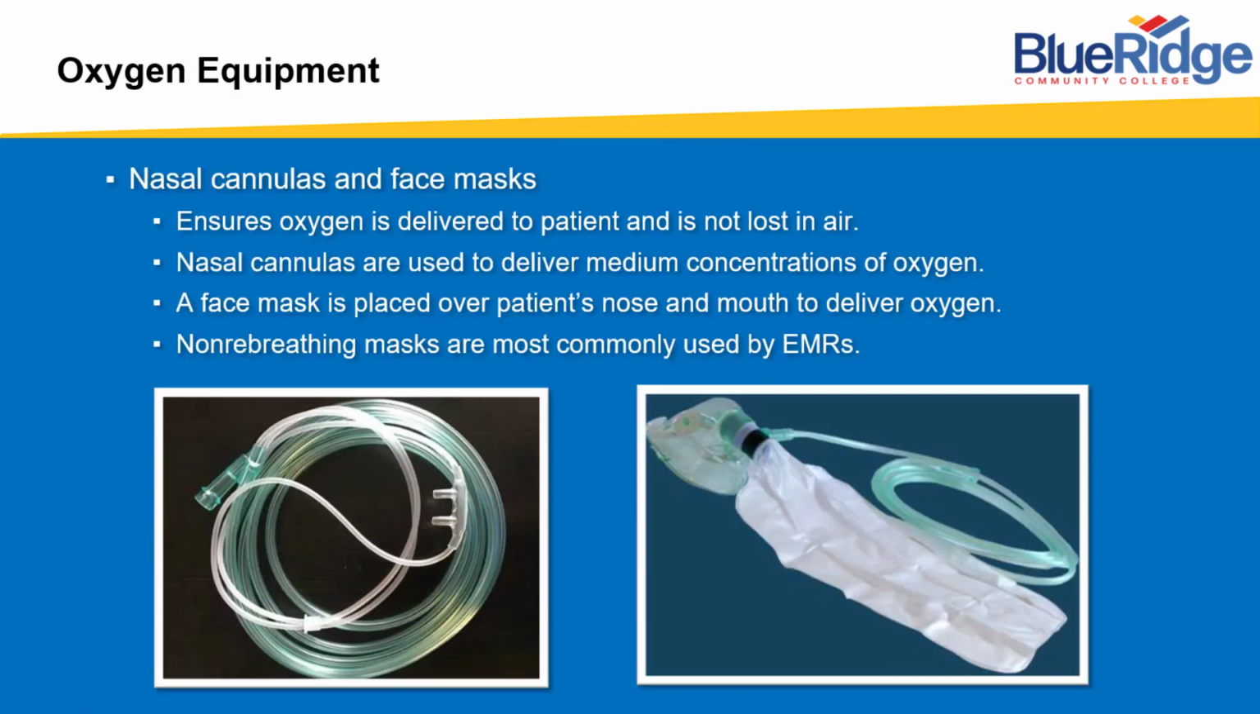Nasal cannulas and oxygen face masks. These devices ensure that oxygen is delivered to a patient and is not lost. Nasal cannulas are used to deliver a medium concentration of oxygen, somewhere in the range of 24 to 44% oxygen delivered into the patient's body. The face mask is placed over the patient's nose and mouth to deliver oxygen through the patient's mouth and nostrils. And then we have non-rebreathing masks, which is the most commonly used oxygen face mask for EMS providers.